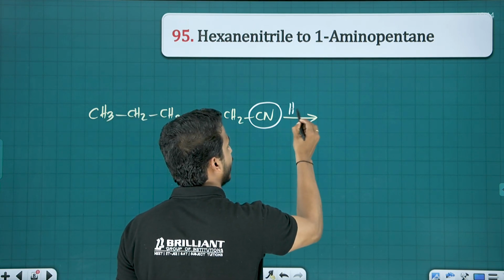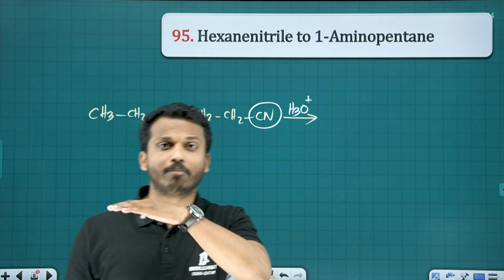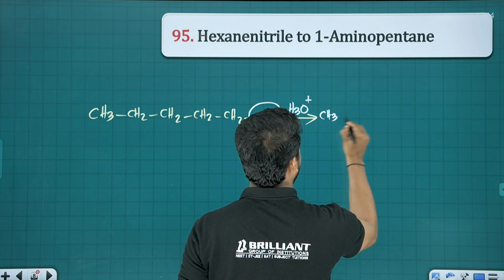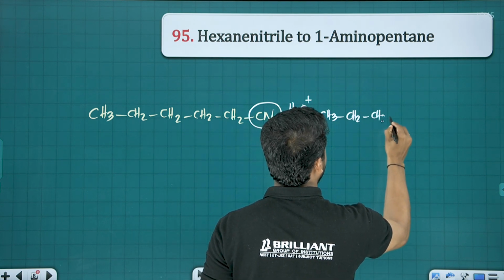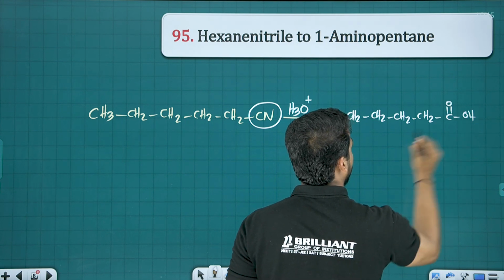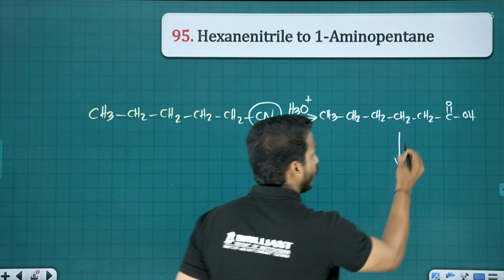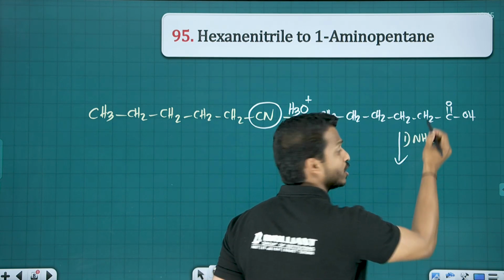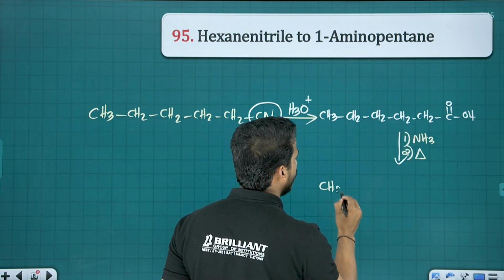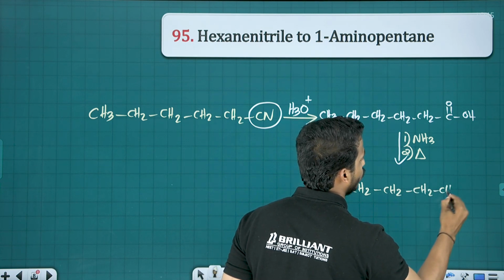How to convert cyanide into acid? Acid hydrolysis. Cyanide on complete hydrolysis gives you a carboxylic acid. So let me write the carboxylic acid here: CH3CH2CH2CH2CH2COOH. Then how do you convert acid into amide? Acid to amide: first treat with ammonia, you will get the salt. Then you will heat. The COOH becomes CONH2. So CH3CH2CH2CH2CH2CONH2.